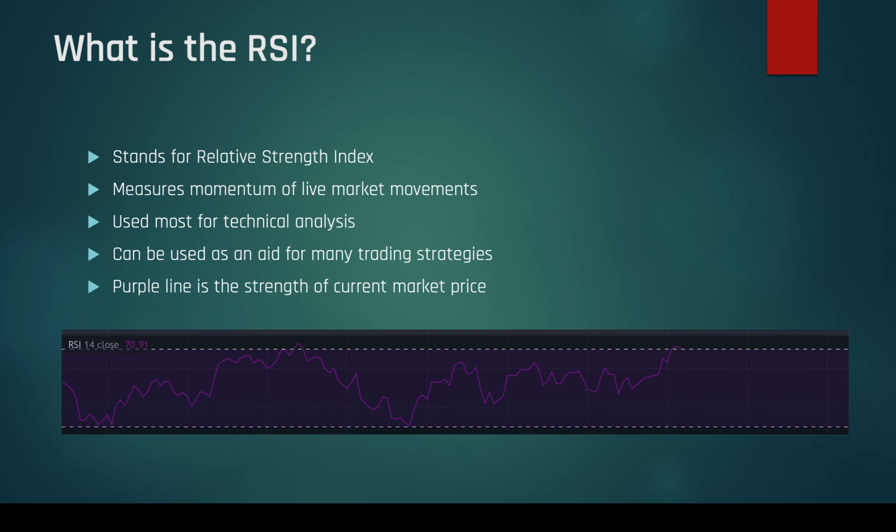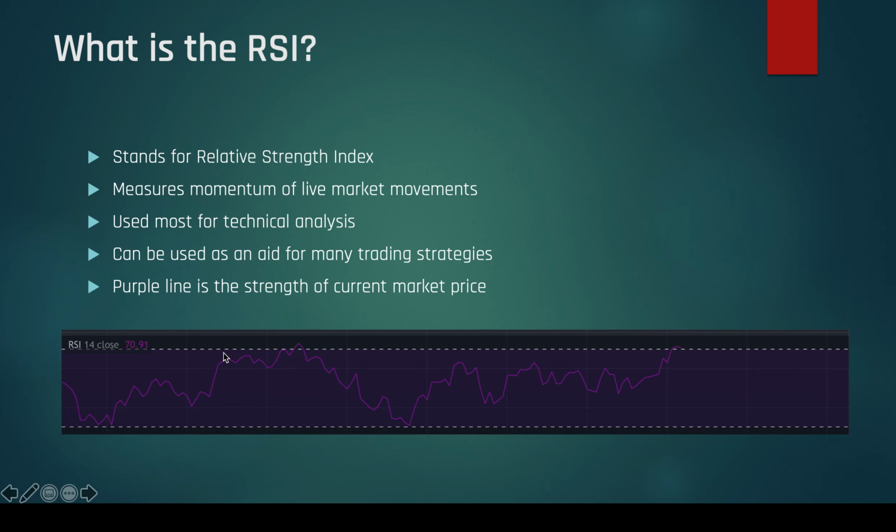So here's an image of what the RSI would look like. You can see this squiggly line in the middle. That is what we're looking for. That is technically our indicator. All right, so the RSI has dotted lines at the top and the bottom here. The top area is considered overbought.